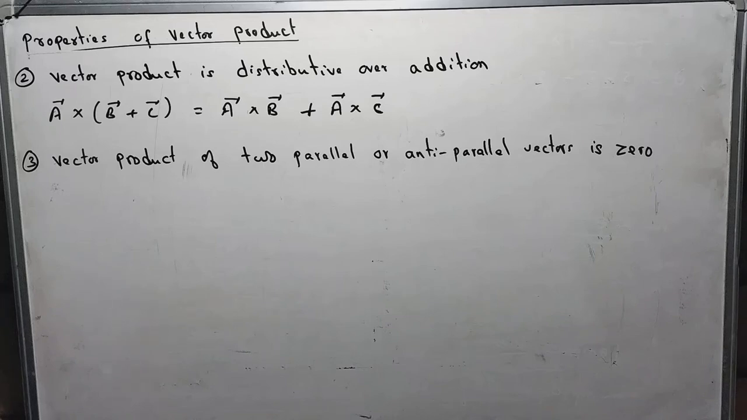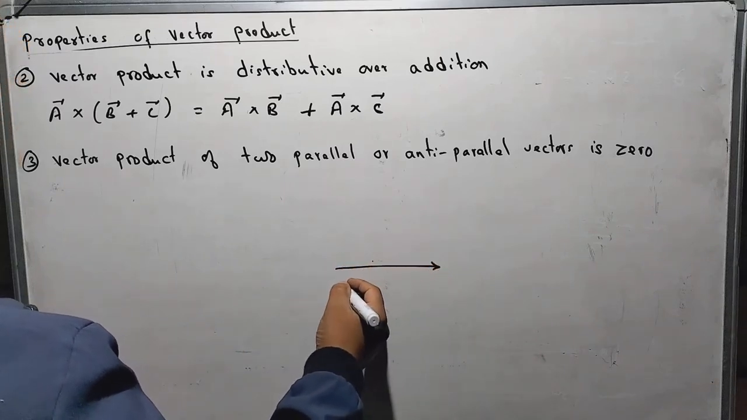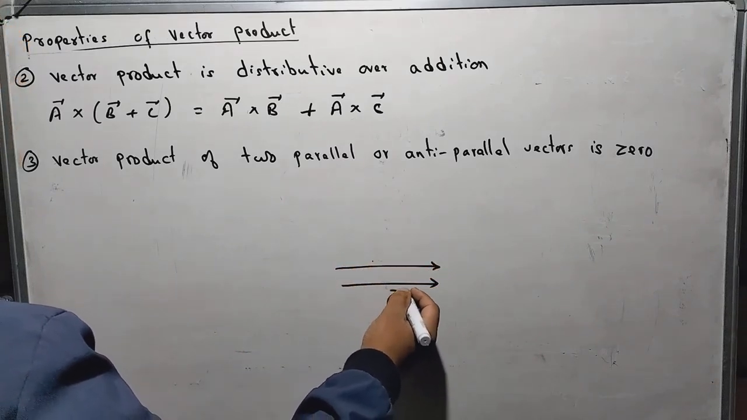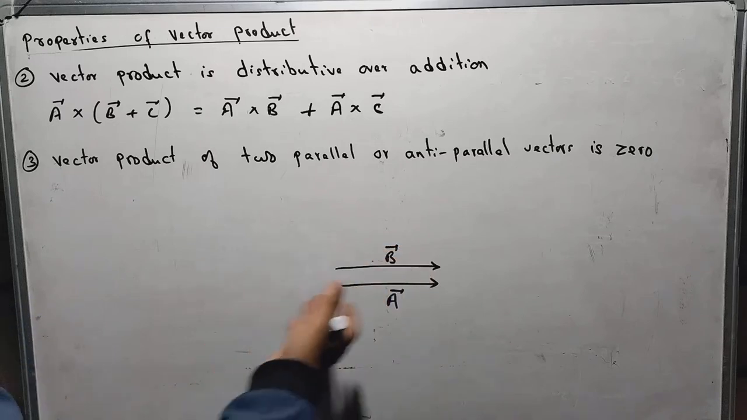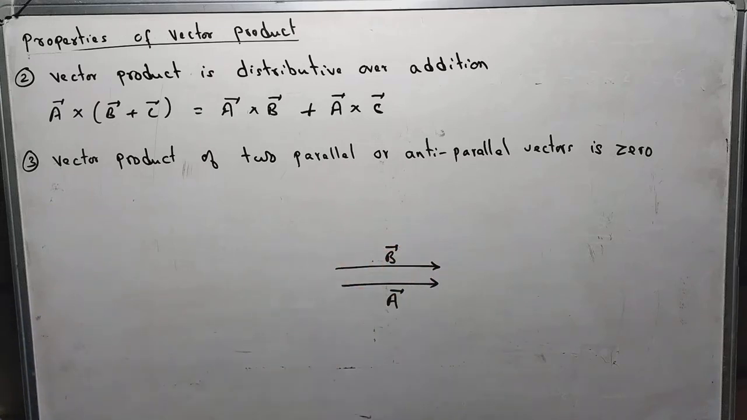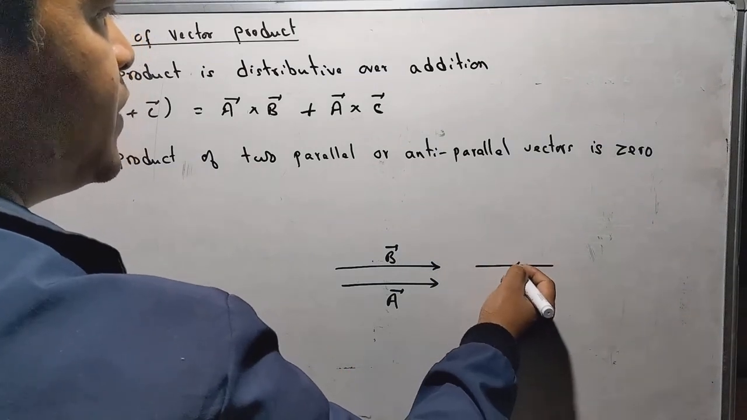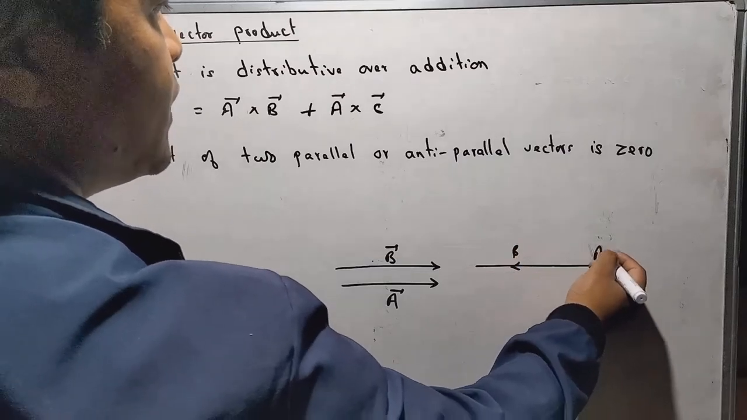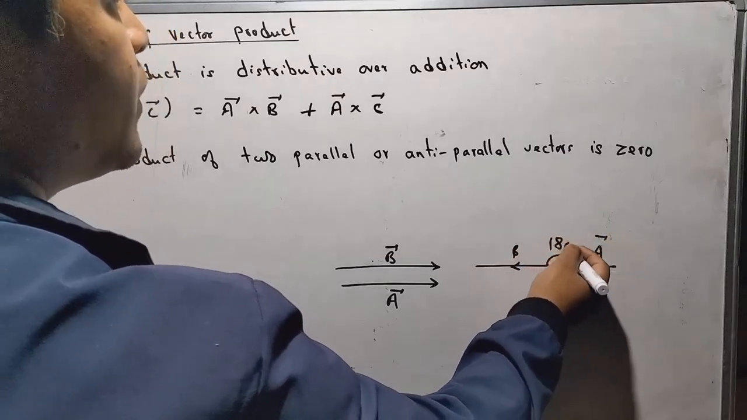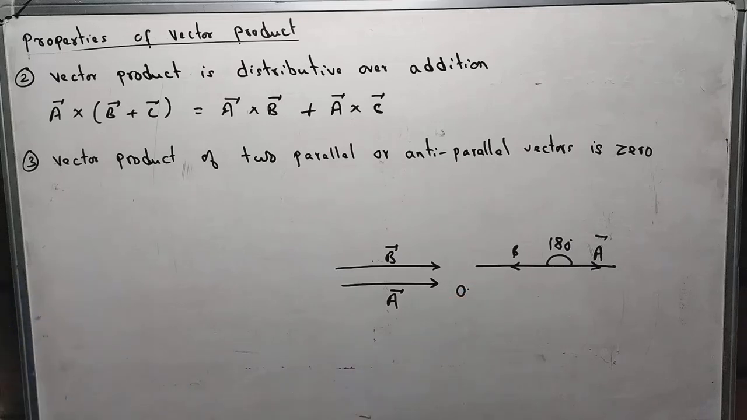Third property: the vector product of two parallel or anti-parallel vectors is always equal to 0. When I say parallel vectors, it means the angle between the two vectors, suppose this is vector A and this is vector B, they are pointing in the same direction, so the angle between them is 0. And if they are anti-parallel, it means if this is my vector B and that is vector A, the angle between them is 180 degrees. Here the angle is 0 degrees. So when the angle is 0 or 180 degrees, you will find the vector product is equal to 0.